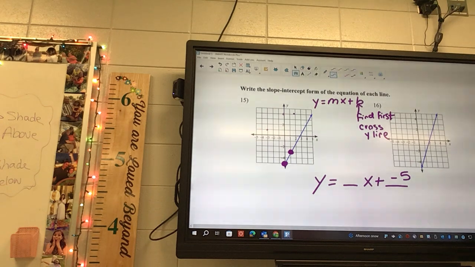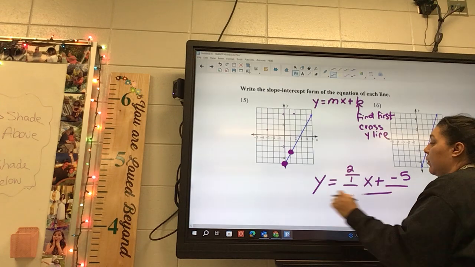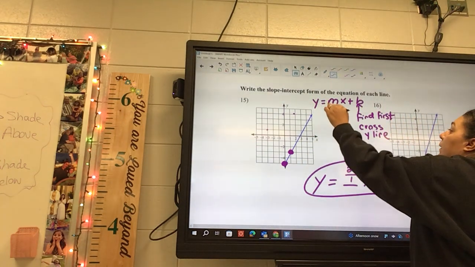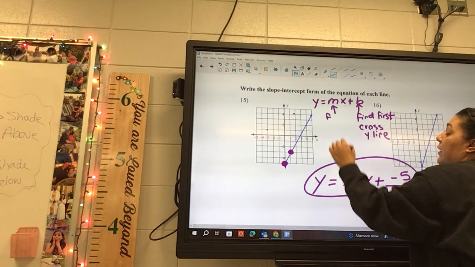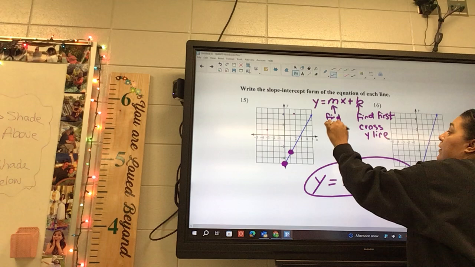So make a dot at the next closest point, and then we're going to count how much do you rise, how much do you run? 2 over 1, which is what? Just 2, okay, but we can put 2 over 1, that's fine. Two for negative or no? Yep, no, because it's a positive line. Find the next.